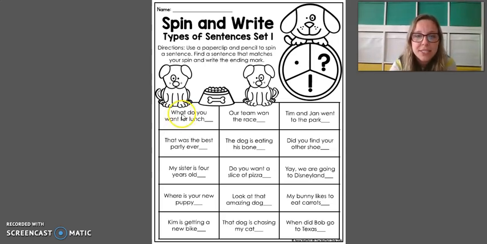So this first one says, what do you want for lunch? Well, hey, that's a question right there because I'm looking for an answer. What do you want for lunch? So I can put my question mark on the line. So you can go ahead with me right now and draw a question mark right here. And then you go back and spin again.